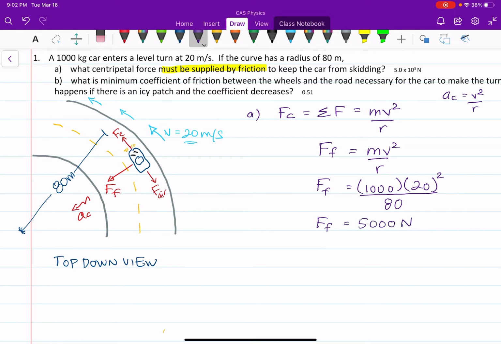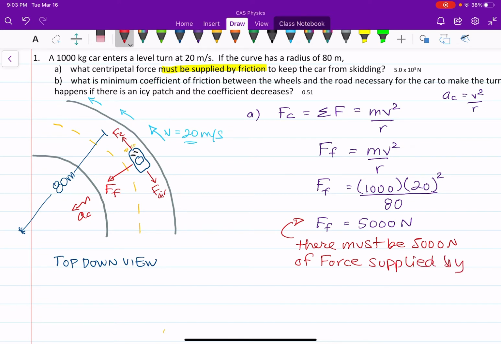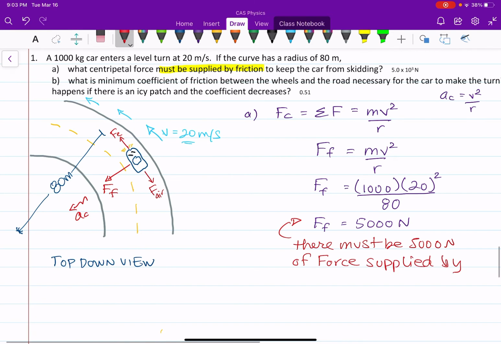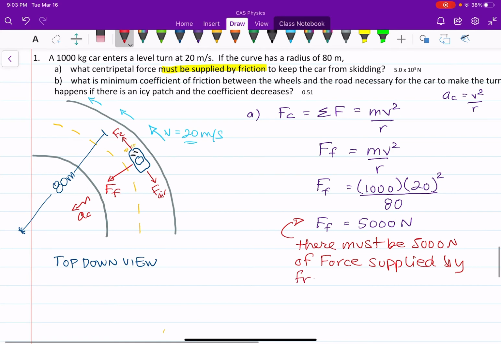So what we're saying here is that there must be 5,000 newtons of force supplied by friction. All right, so that's the only way this car will make this turn.